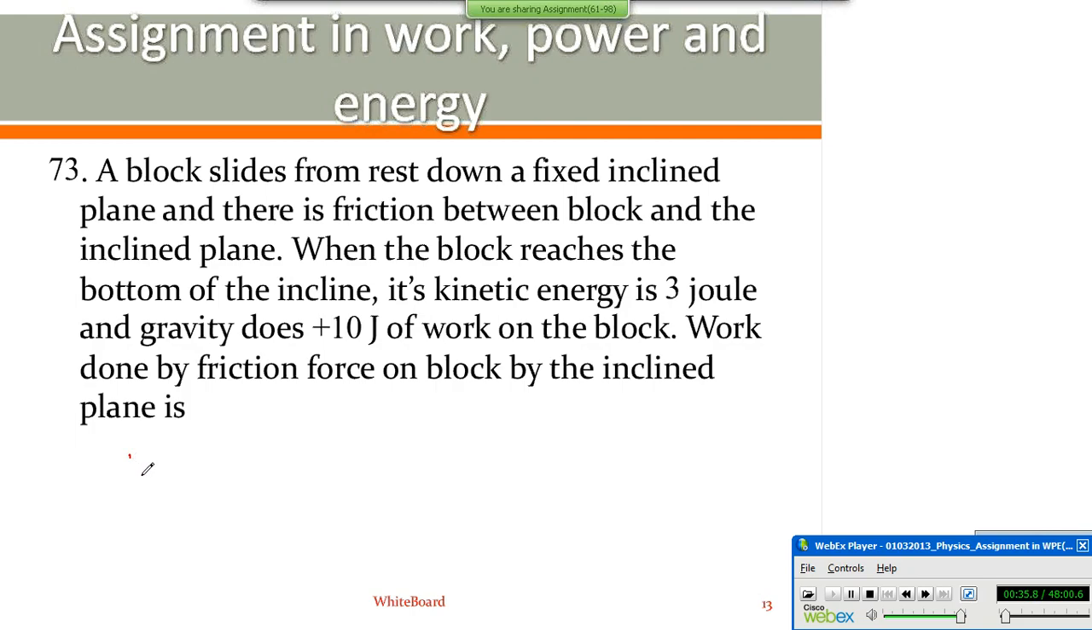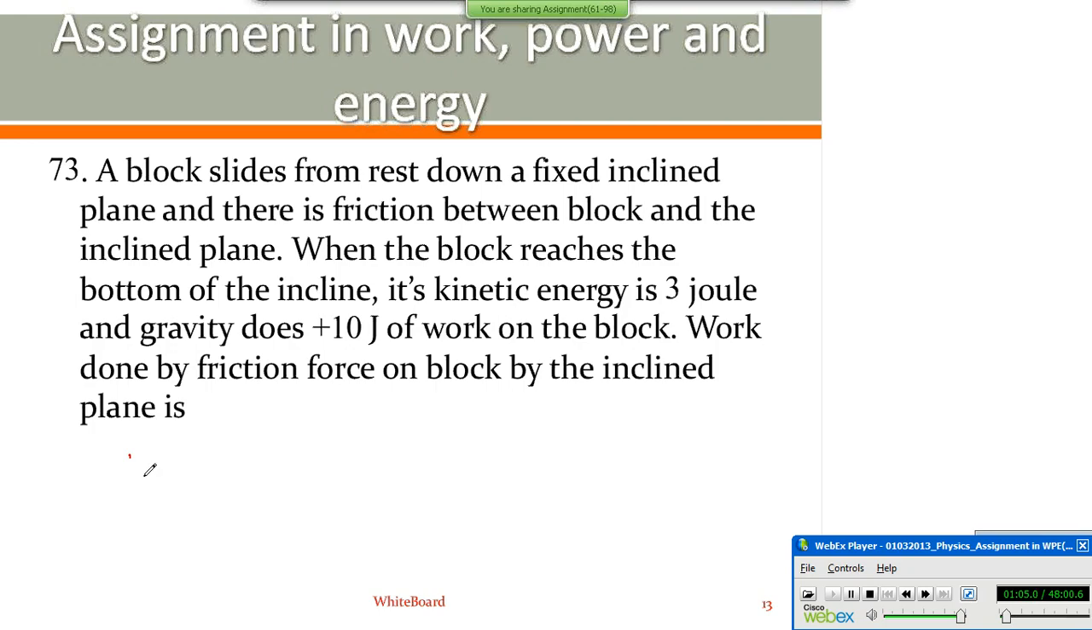A block slides from rest down a fixed inclined plane, and there is friction between the block and the inclined plane. The block reaches the bottom of the incline. Its kinetic energy is 3 joules, and gravity does 10 joules of work on the block. The work done by the friction force on the block by the inclined plane is? So you can solve this problem by the work energy theorem.